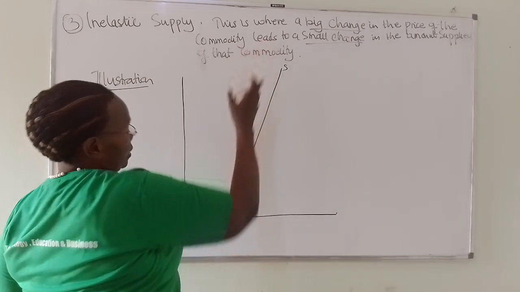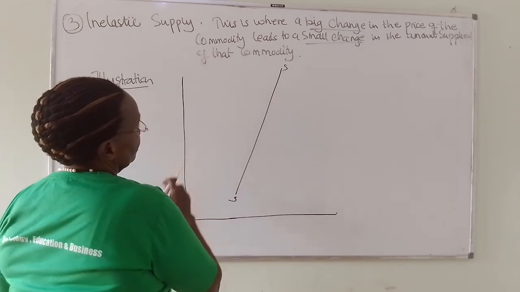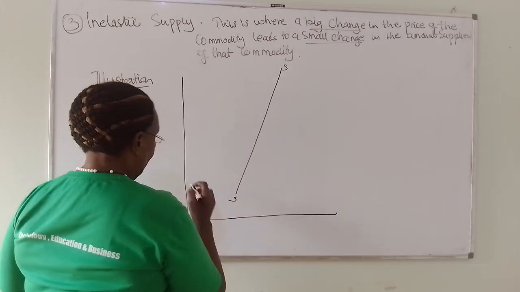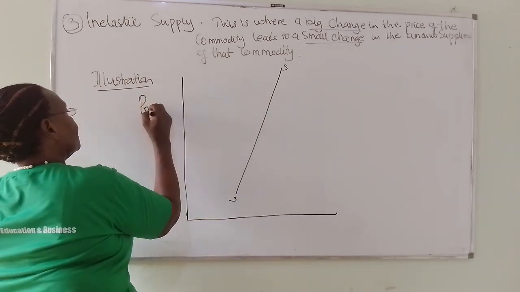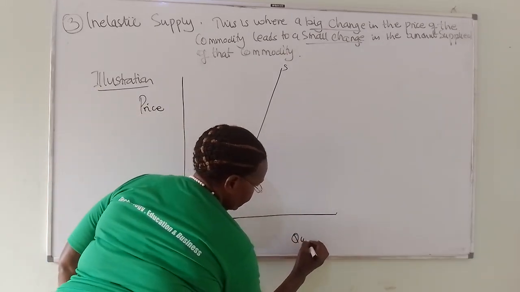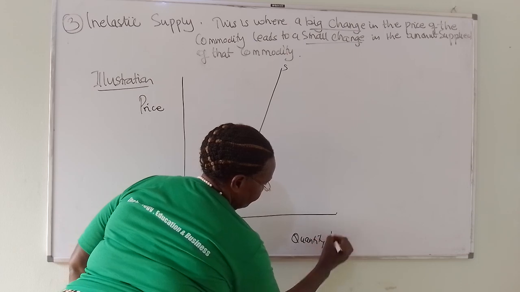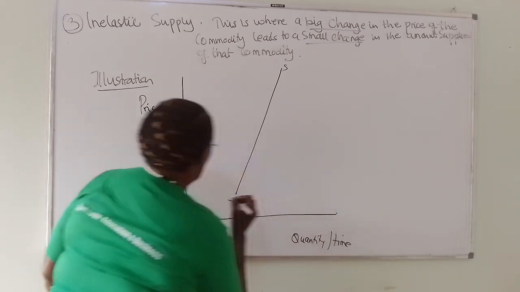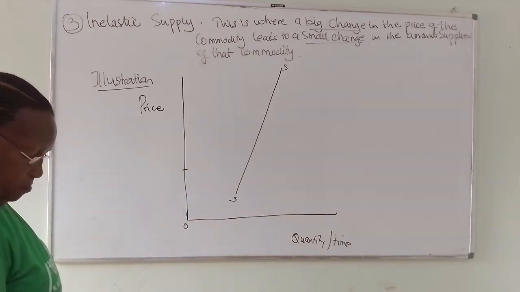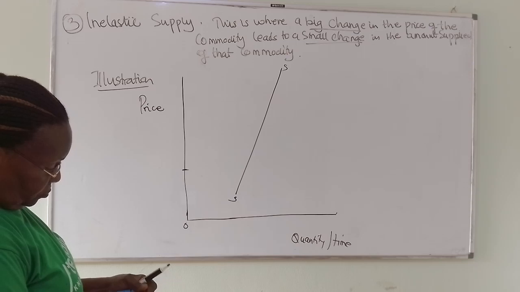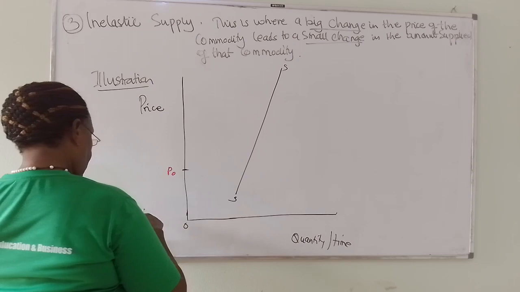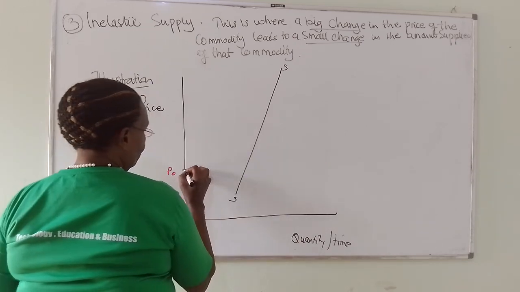This one is very steep, and if it is very steep, then it is an indicator that it's not going to give us a big stretch. You have a price on this side, price of the good, and here we have the quantity supplied per given time. You begin with a low price, P0, and ask how much is supplied at P0.